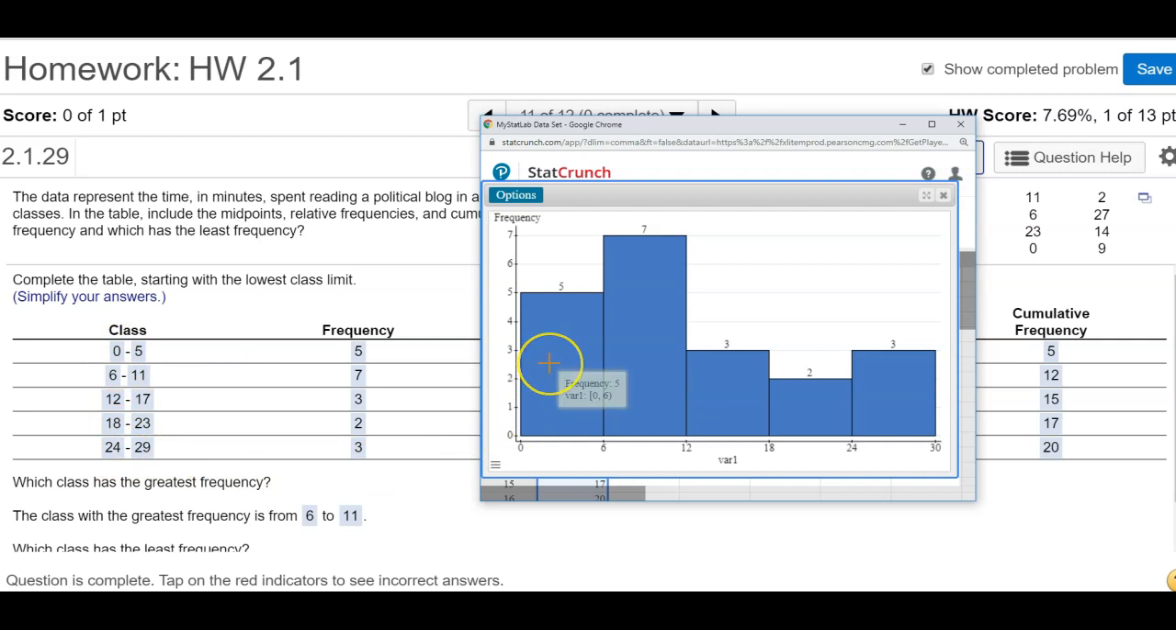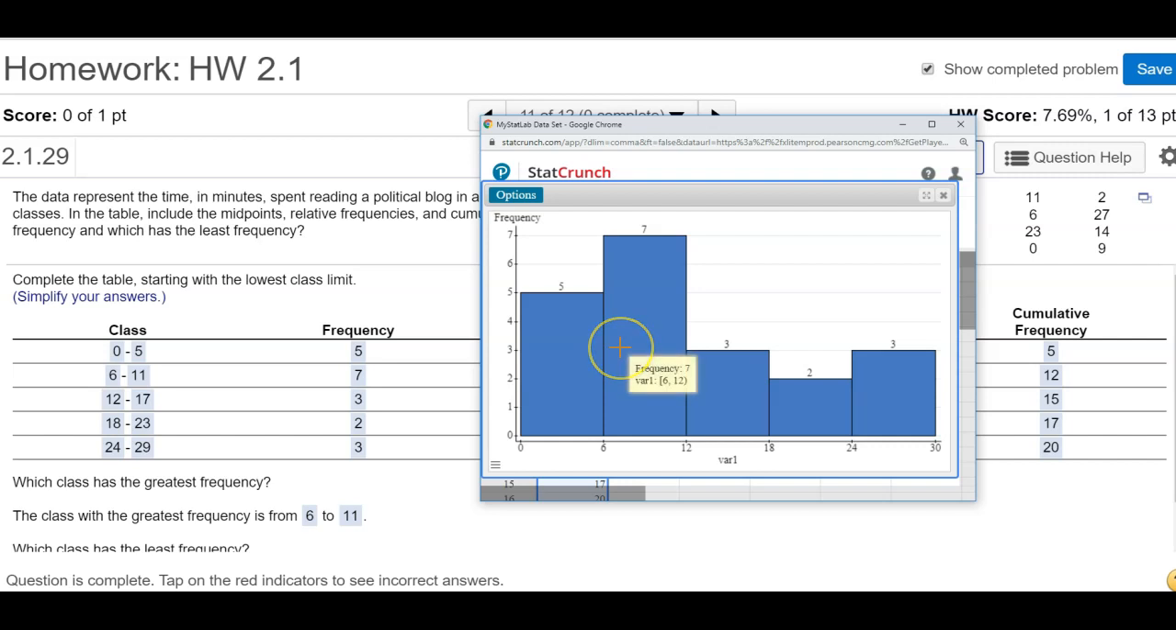So I'm going to go ahead and move my mouse onto my first class. You see that the first class has a frequency of 5, right? And the class size is 0 to 6. But remember what we discussed in class. It's always upper limit minus 1. So instead of 0 to 6, it is 0 to 5.